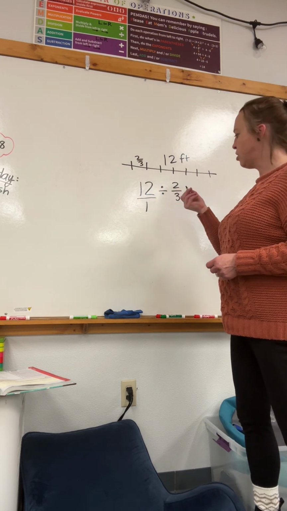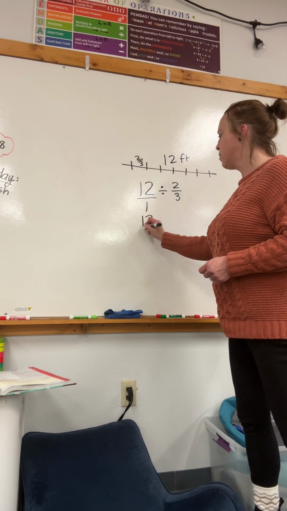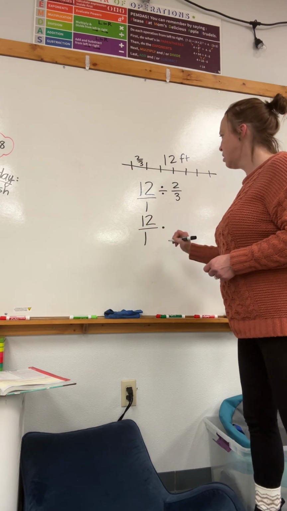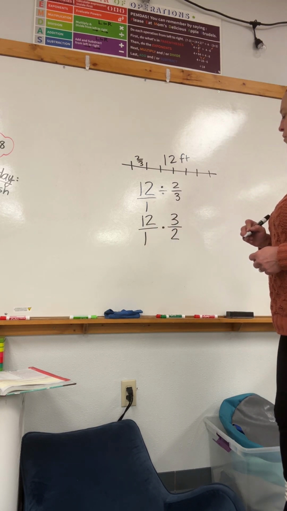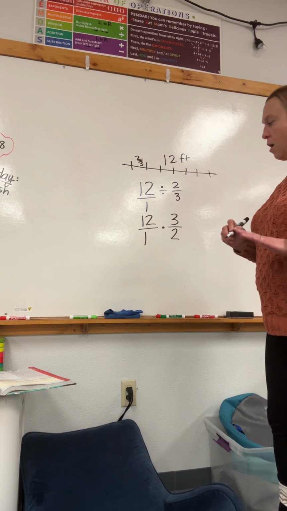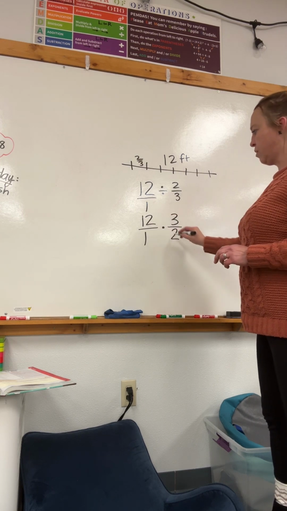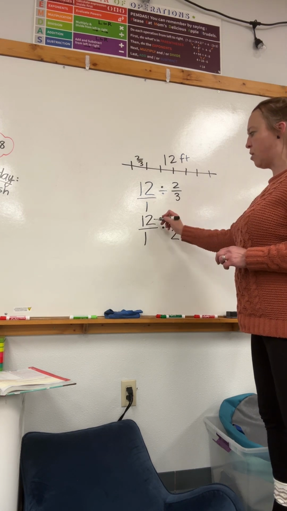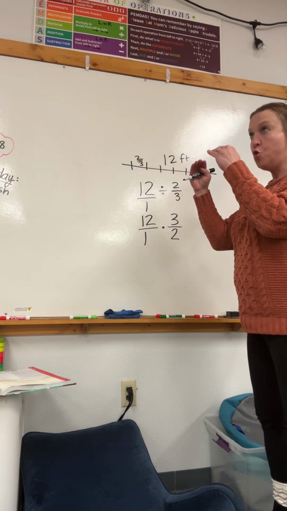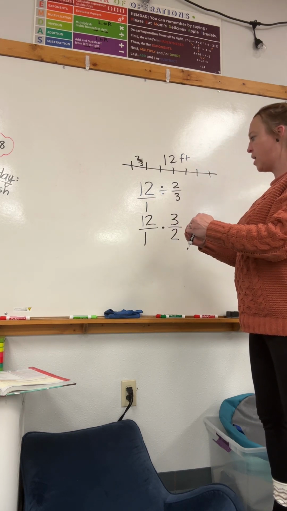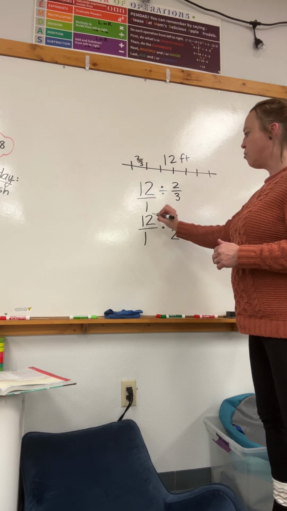That way we have a rational number to work with. I'm going to keep, change, and then I'm going to use the reciprocal of 2/3, which is 3 over 2. Before I do anything else, I'm going to cross reduce. I can't do my 12 and 3 because they're both numerators. You can't do anything with numerator and numerator or denominator and denominator. You have to do numerator and denominator.